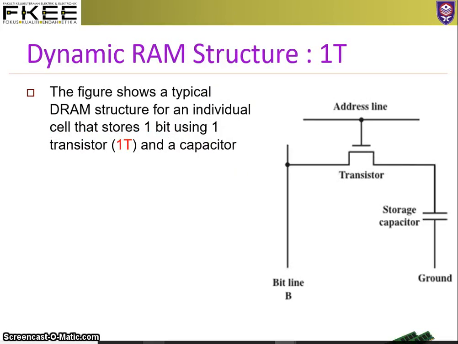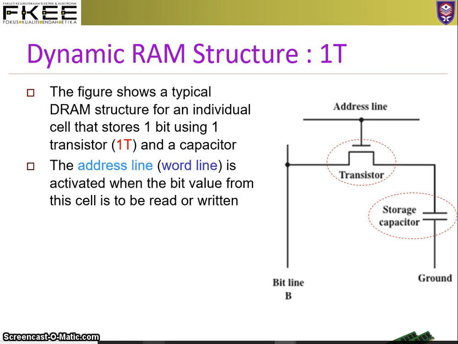Okay, so for example, this is the structure for a one-transistor or 1T DRAM. We have a transistor over here, a capacitor over here, and we have the address line, or word line.